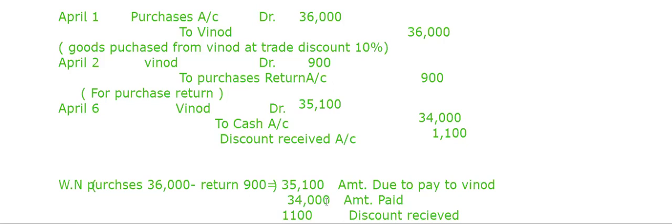But in the full settlement, the business is paying 34,000. It means the business is receiving a discount of rupees 1,100. So in this way, we have to put these entries. It is all about illustration number 6. Let's go for the next illustration, illustration number 7.